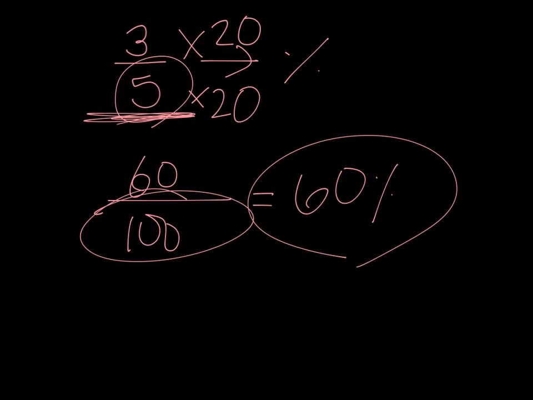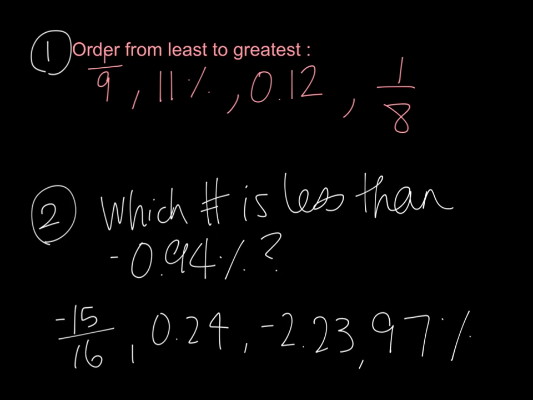I'm going to give you 2 problems. Here are the 2 problems. The first one, I don't know why I got cut off, but it's order from least to greatest. And the second one, which number is less than negative 0.94%? There's going to be more than one answer for that one.